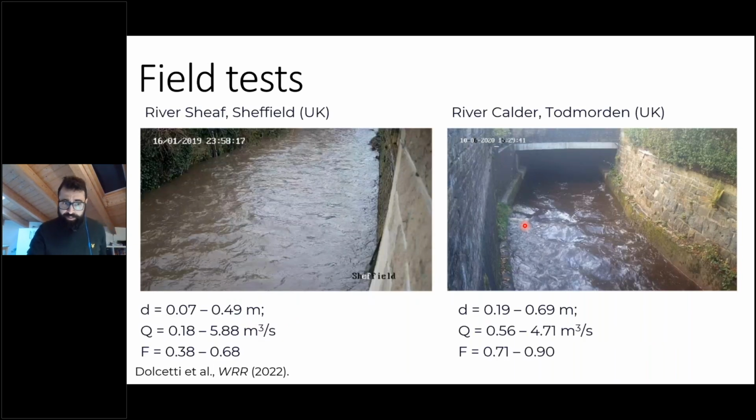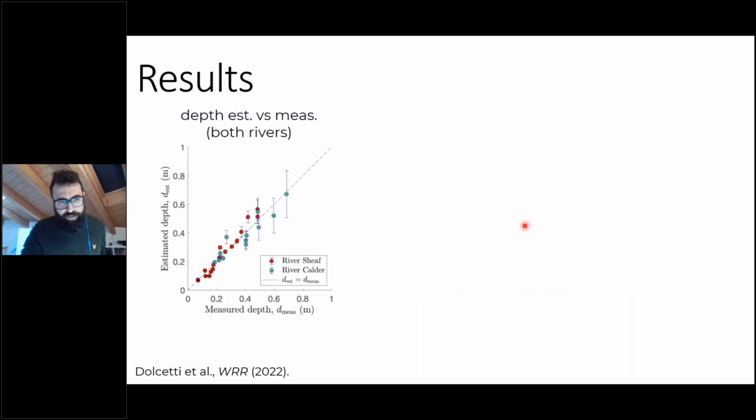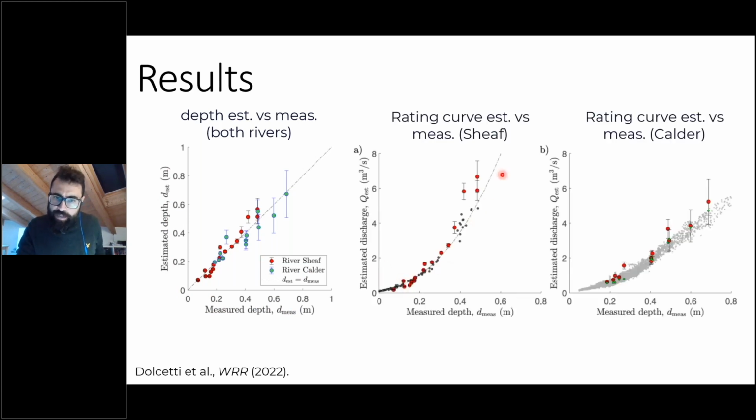So we've done a test on two different rivers across different flow conditions, different illumination, weather, with rain, without rain. And these are some of the results. So this is the estimated depth against the measured one for both rivers, with a reasonable accuracy of the reconstruction for all the conditions. And these were the rating curves which we reconstructed. Here our reconstructions are the red dots, and the black and the gray dots are the official Environment Agency measurements for those same conditions.